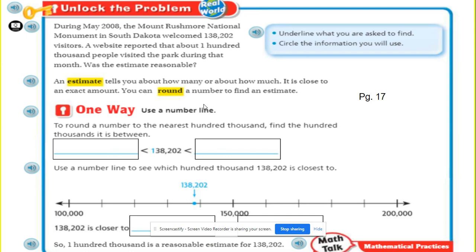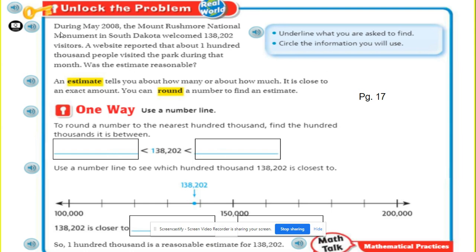So we're going to round. And I like that it says round because you can kind of visualize something being round like a circle. And the number that looks like a circle is 0. So when we round, we like to round to a specific place value, and then everything behind it is going to be a 0. So we are actually on page 17 if you would like to follow along. Page 17 if you have your math book.